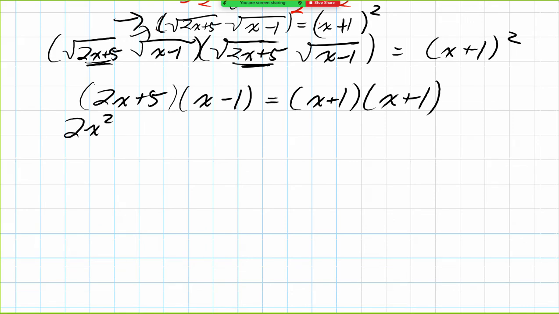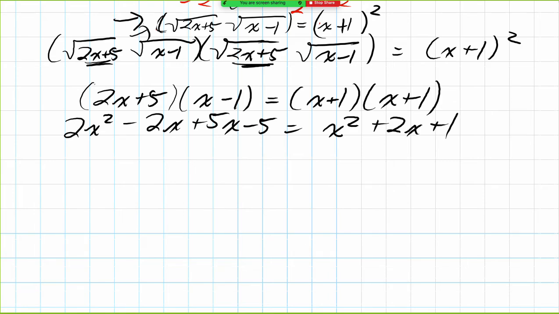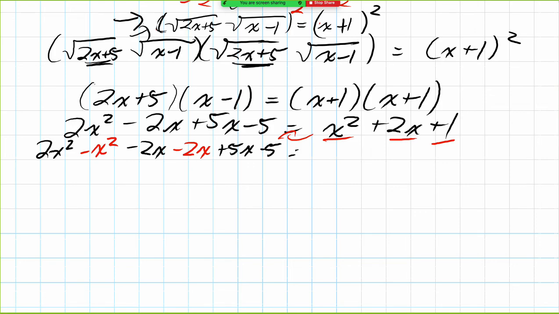This gives us 2x squared minus 2x plus 5x minus 5. On this side, we get x squared, and this will actually become 2x and then plus 1. We can collect like terms and set this thing equal to 0. That's the best way to solve. This is essentially going to be a quadratic now. So I'm going to move everything from the right side over to the left. So we're going to end up with 2x squared minus x squared, negative 2x minus 2x, plus 5x minus 5, minus 1. All the ones in red are what we moved over to the other side.